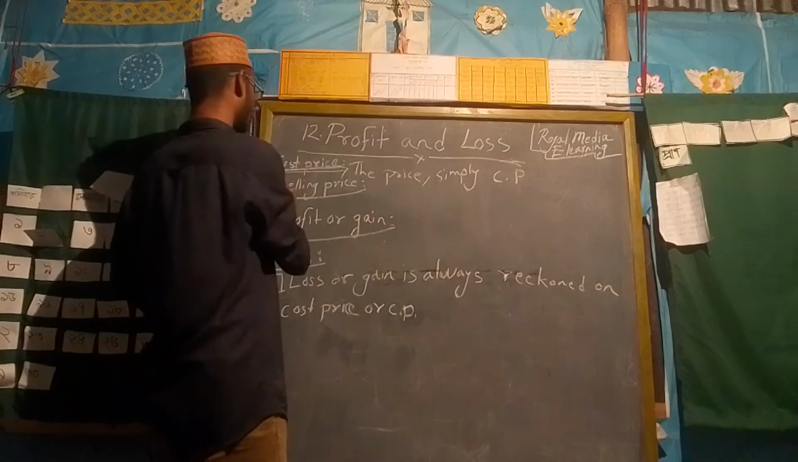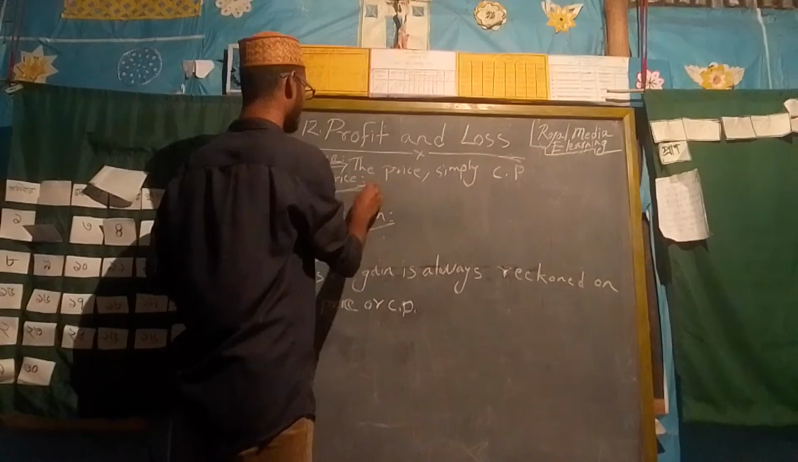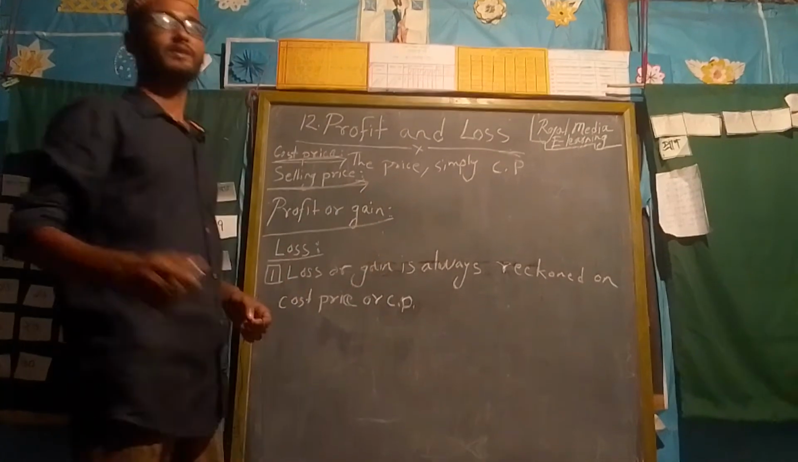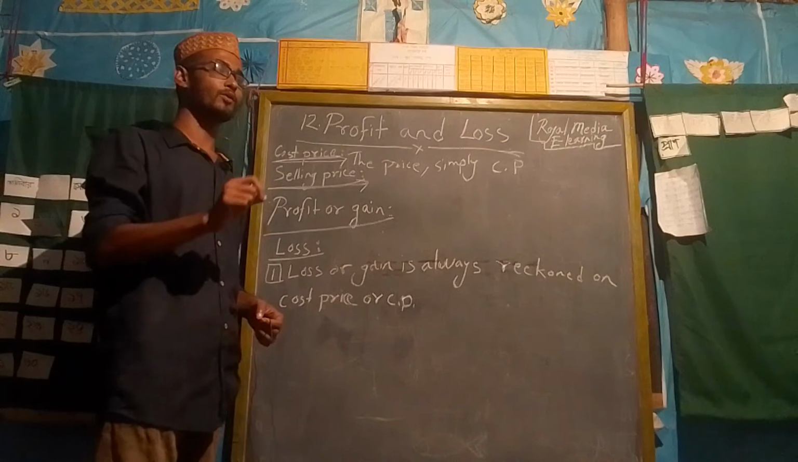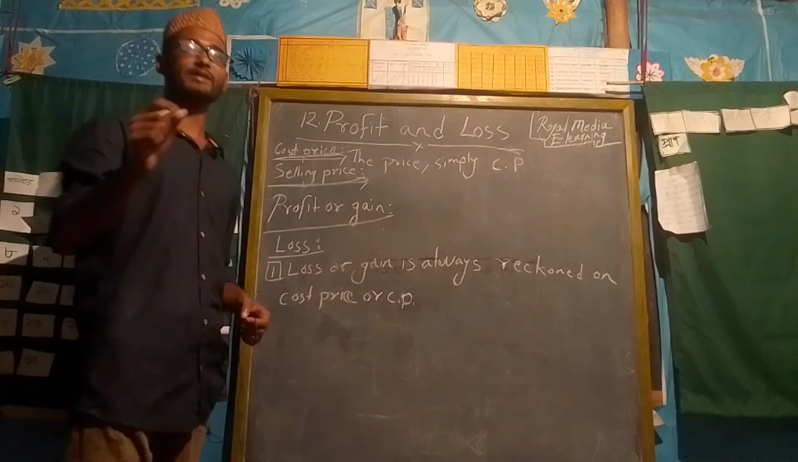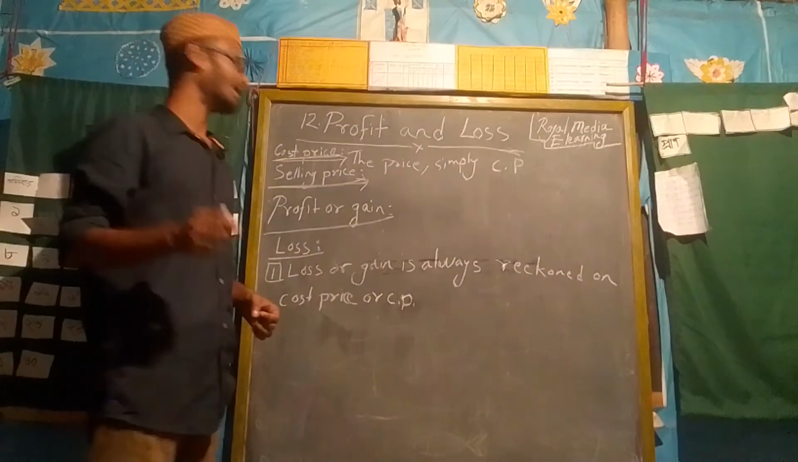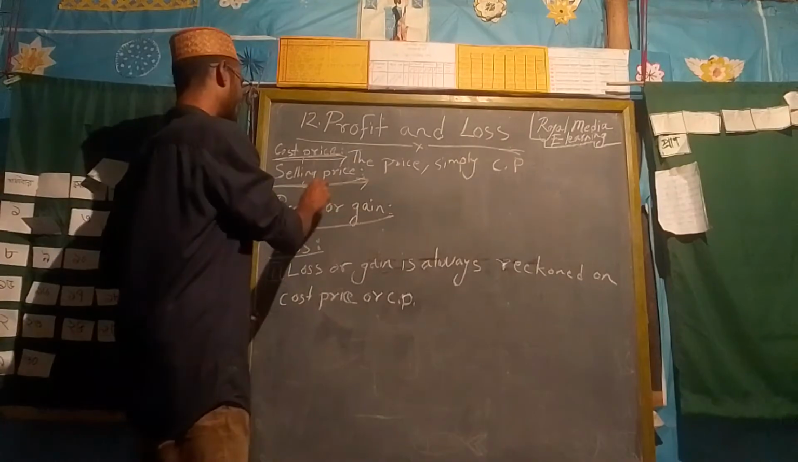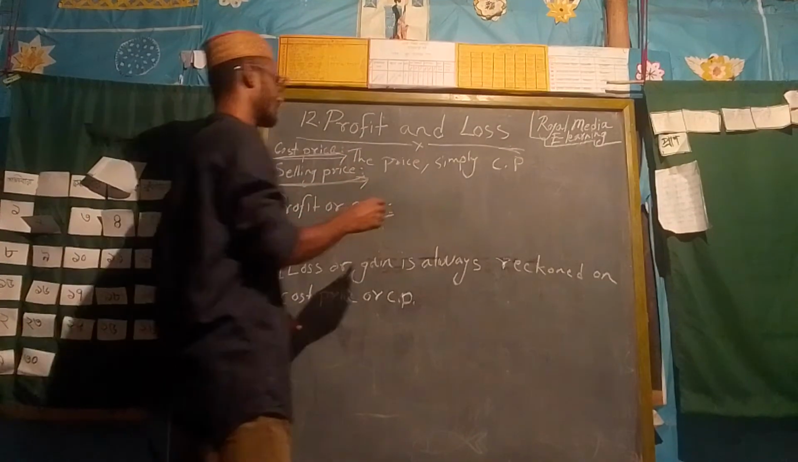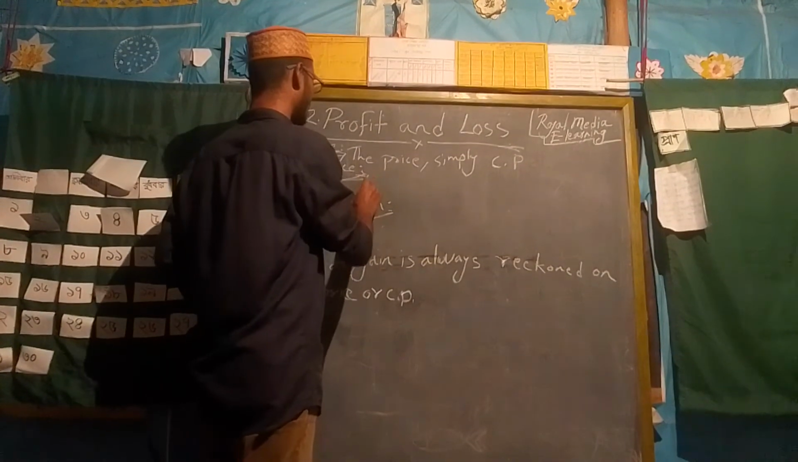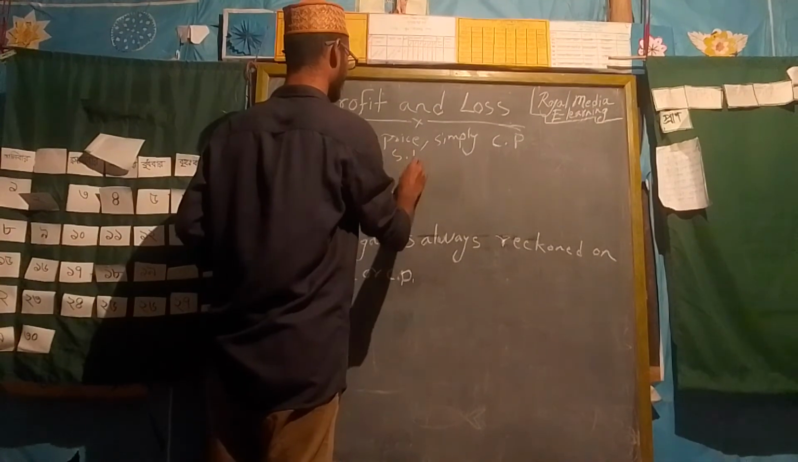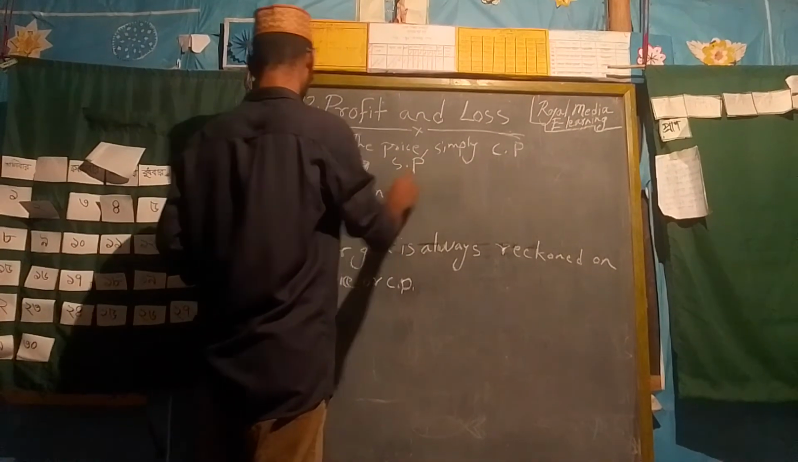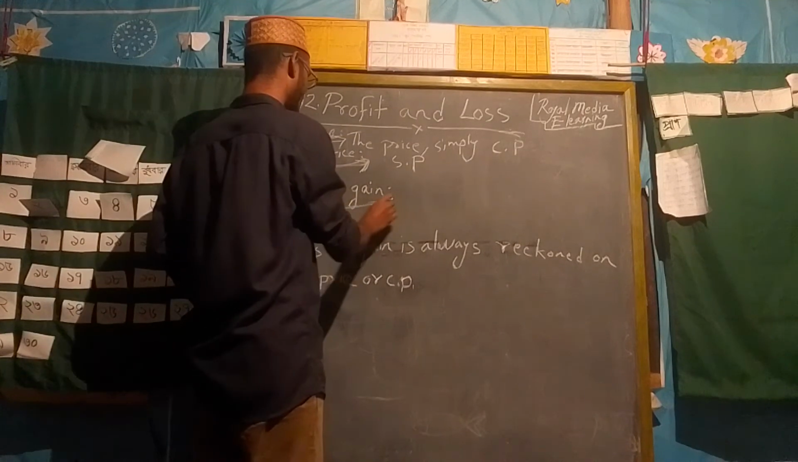Then let's go to the selling price. What is selling price? The price at which an article or object, like a book or a chair or an umbrella, is sold is called its selling price, and sellers simply call it SP, selling price. Then let's go to the profit or gain.